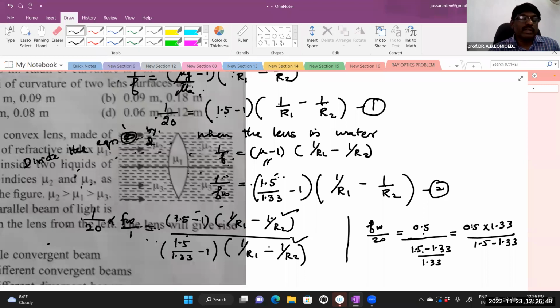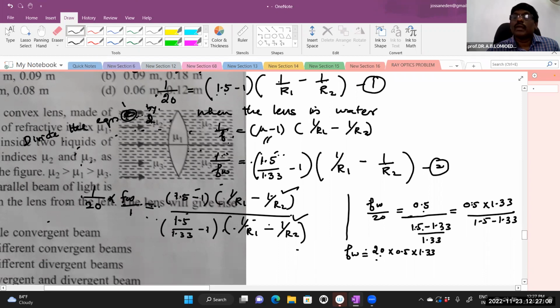Just cross multiply 20. Any one of the students can tell me the answer after simplifying this.